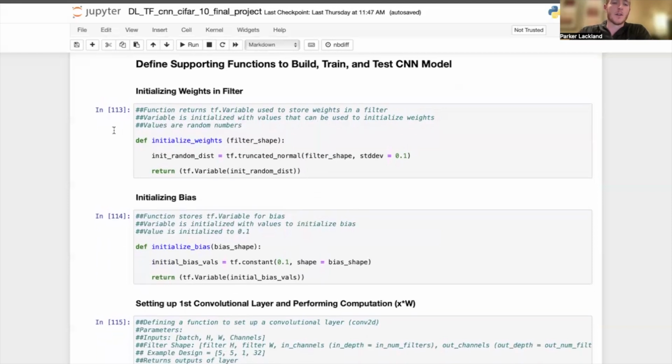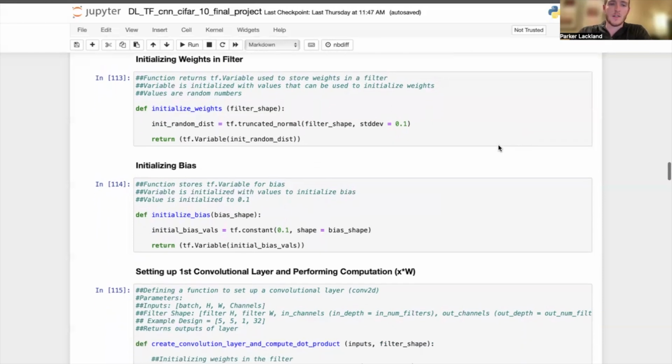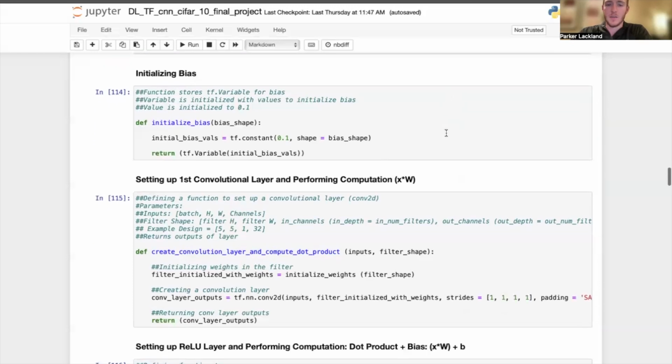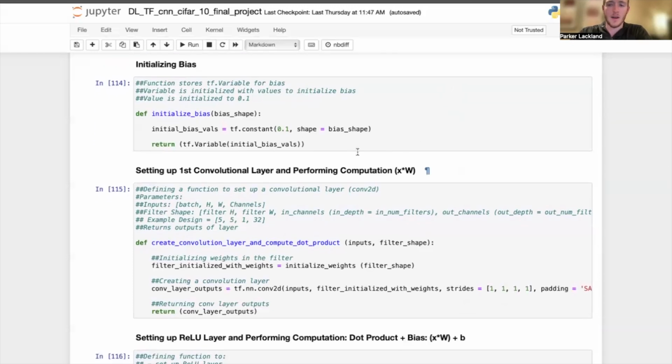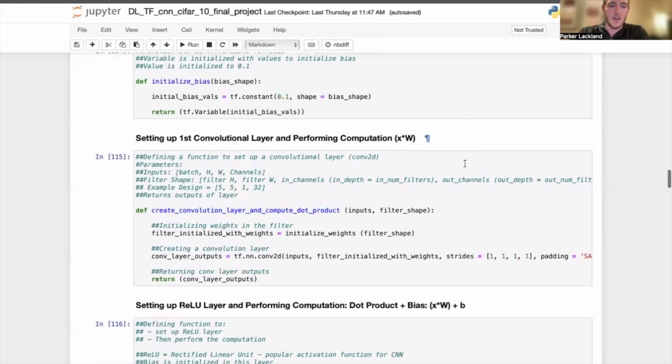Here the supporting functions were created to build, train, and test our initial model. First, the weights of our filters were initialized here, with a standard deviation of 0.1. Then the bias was initialized. Again, we have about a 10% bias included in our equation.